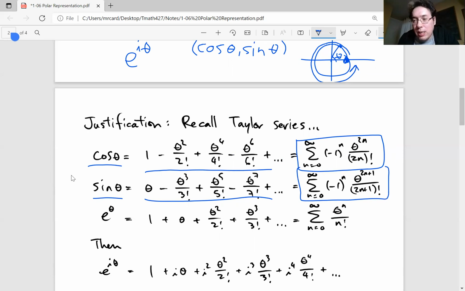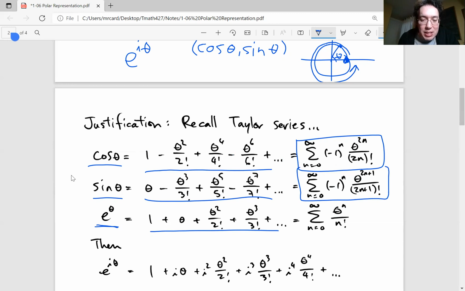Let's also recall the Taylor series for e to the theta. It's actually kind of similar to sine and cosine, except you don't alternate signs. The coefficient is always positive, and you go through all the powers, not just evens or odds. So if you add sine and cosine, you can see why it looks similar to e to the theta, but not quite, right?